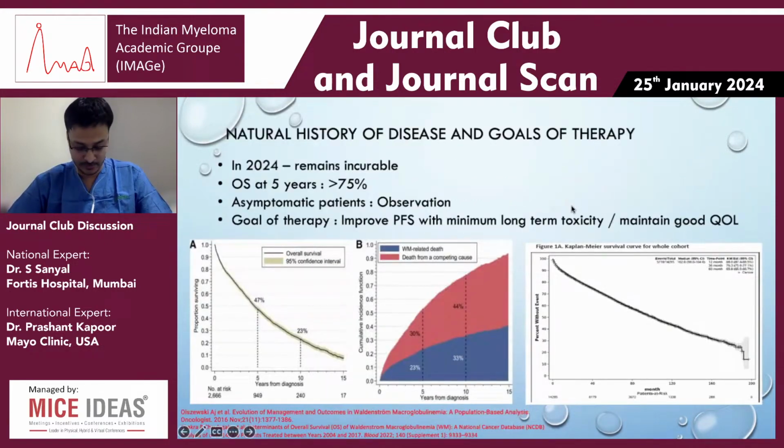In brief, before the article, let's talk about the natural history of the disease and the goals of therapy. In 2024, Waldenstrom still remains incurable. The overall survival of this disease at 5 years is 75% in the population studies done till now. In asymptomatic patients, the dictum is observation at present. The goal of therapy is to improve progression-free survival and ensure minimum long-term toxicity while maintaining good quality of life. In multiple studies, it has been shown that in Waldenstrom patients, over time, death is due to other causes rather than Waldenstrom's, and median overall survival well exceeds 5 to 7 years.